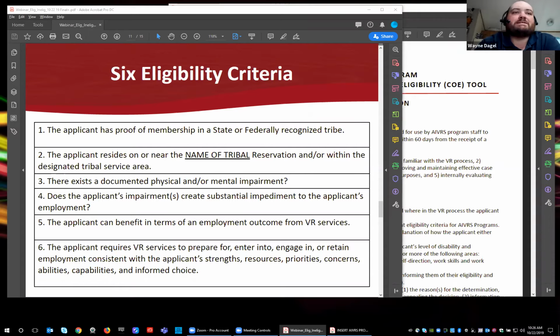Then number 4, does the applicant's impairment create a substantial impediment to the applicant's employment? Is it interrupting their ability to work? Is there a barrier that's being created from this issue? Can the applicant benefit in terms of an employment outcome from VR services? And then the 6th one is, do they require VR services?